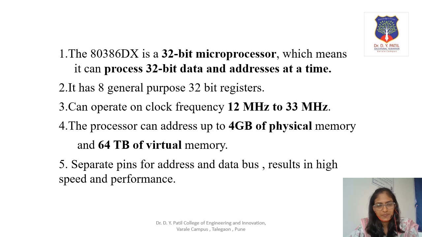The first feature: the 80386DX is a 32-bit microprocessor, which means it can process 32-bit data and addresses at a time. Second feature, it has 8 general purpose 32-bit registers. It can operate on clock frequency 12 MHz to 33 MHz. The processor can address up to 4 GB of physical memory and 64 TB of virtual memory. Next feature, separate pins are available for address and data bus, which results in high speed and performance.